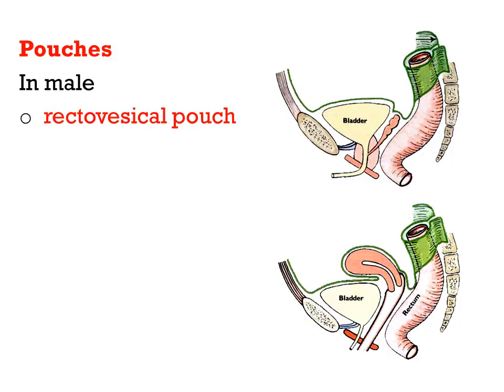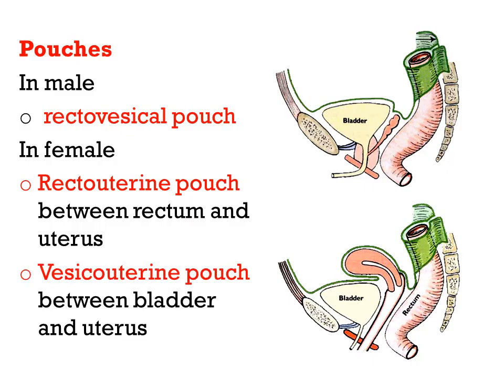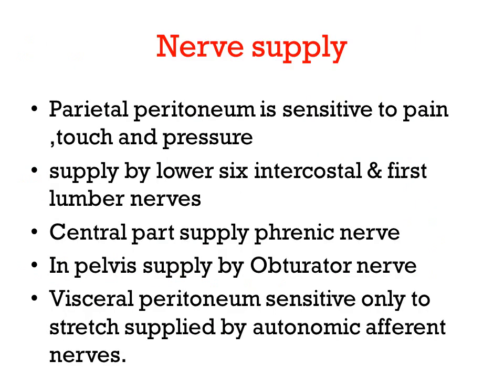The pouches. In the male we have the rectovesical pouch, as we talked about, found between the rectum and urinary bladder. In the female we have the rectouterine pouch between the rectum and the uterus, and the vesicouterine pouch between the urinary bladder and uterus.